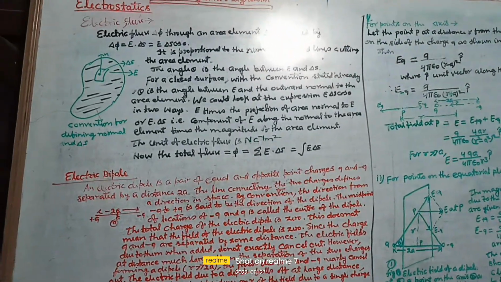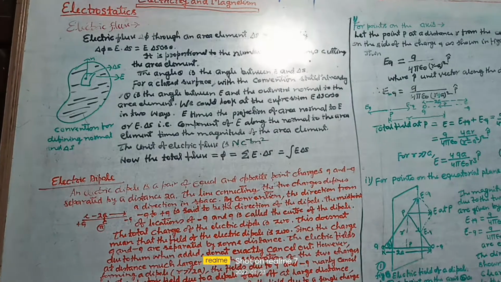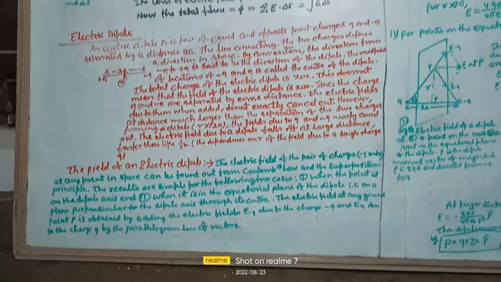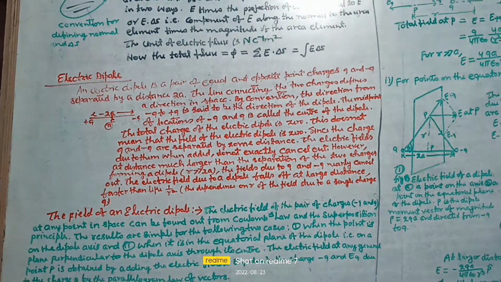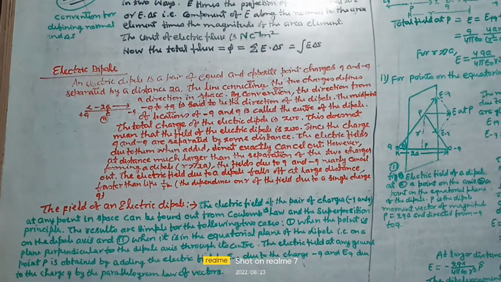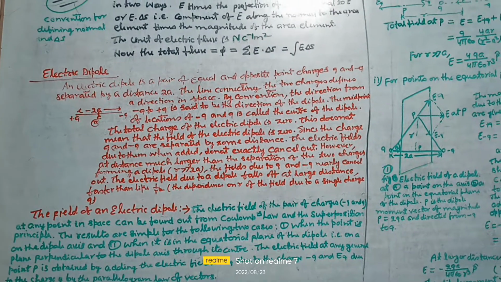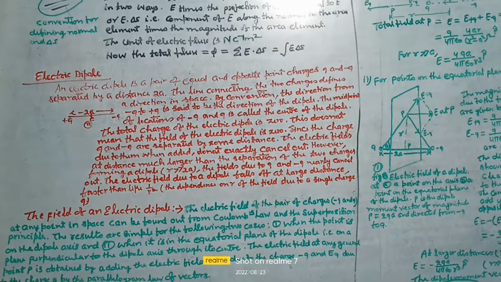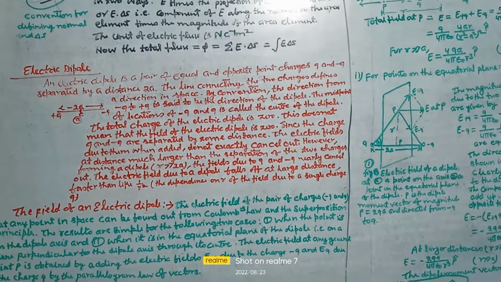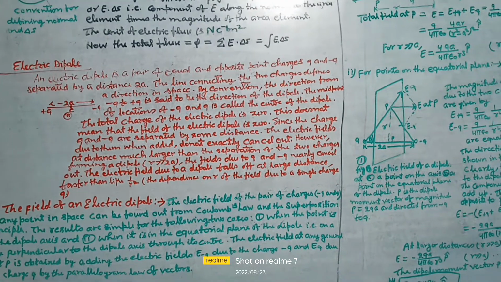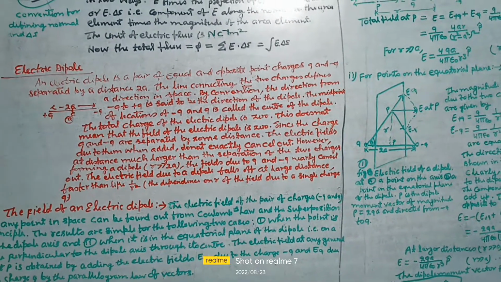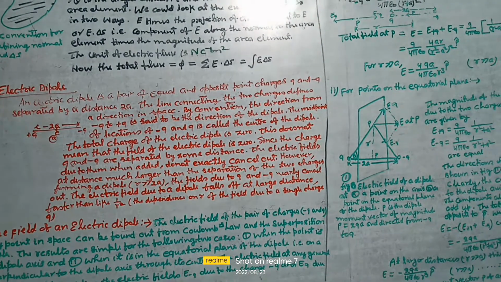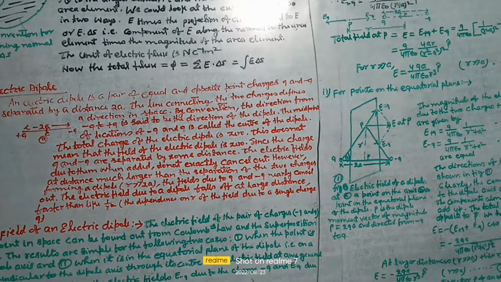The electric dipole. An electric dipole is a pair of equal and opposite point charges q and minus q separated by a distance 2a. The line connecting the two charges defines a direction in space. By convention, the direction from minus q to plus q is said to be the direction of the dipole. The midpoint of the locations of minus q and q is called the center of the dipole.